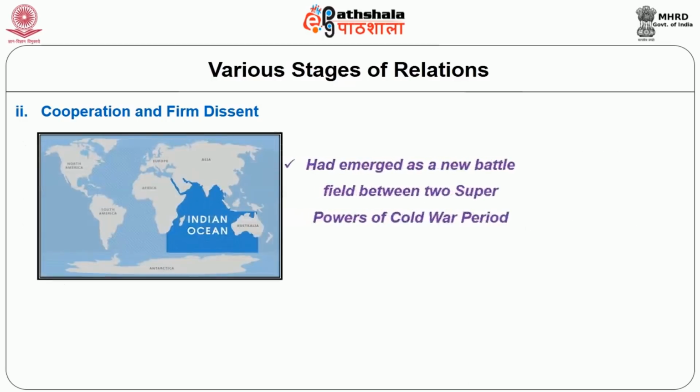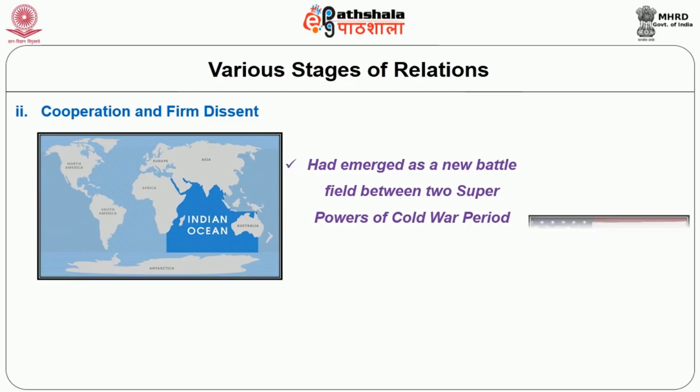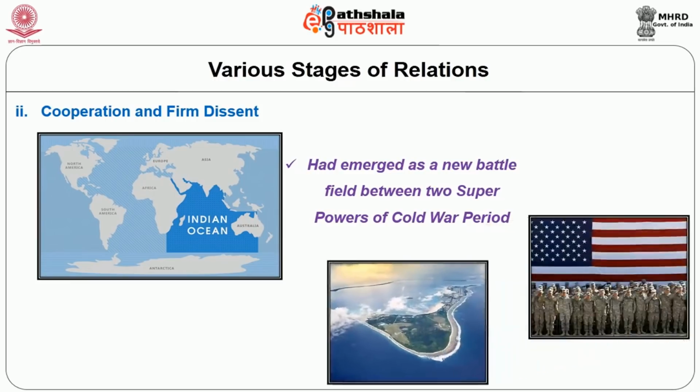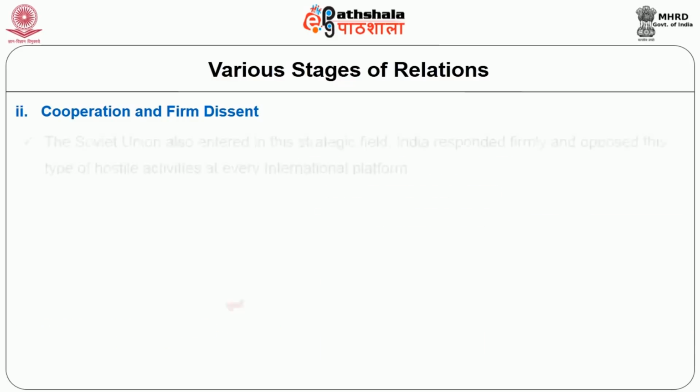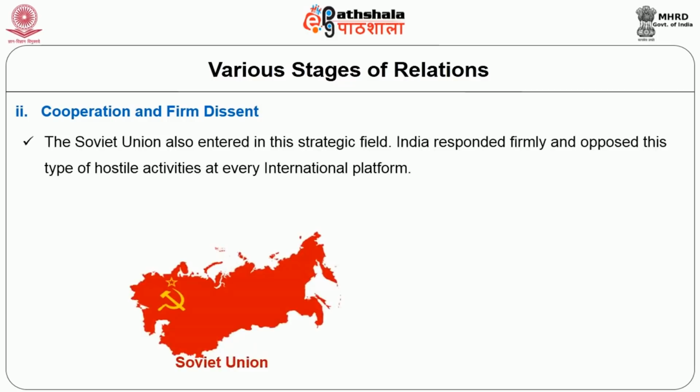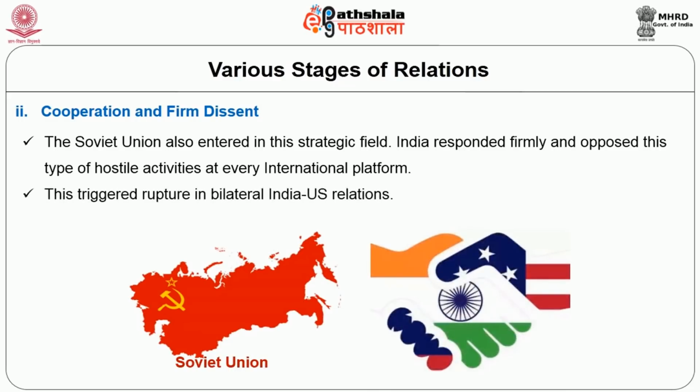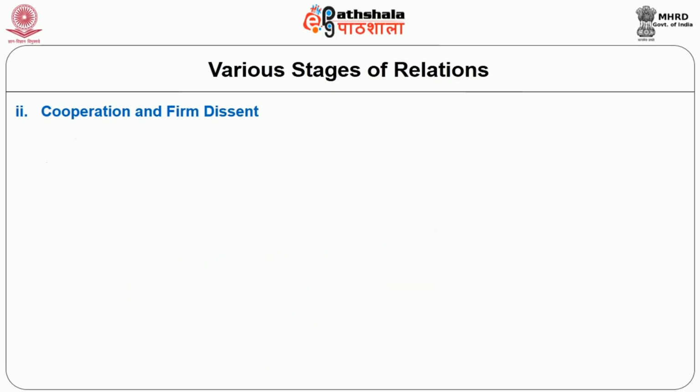The Indian Ocean had emerged as a new battlefield between the two superpowers of the Cold War period. USA established its military base camp at Diego Garcia and also positioned its naval submarine Polaris A-3 here. The Soviet Union also entered this strategic field. India responded firmly and opposed this type of hostile activities at every international platform. This triggered a rupture in bilateral India-US relations.